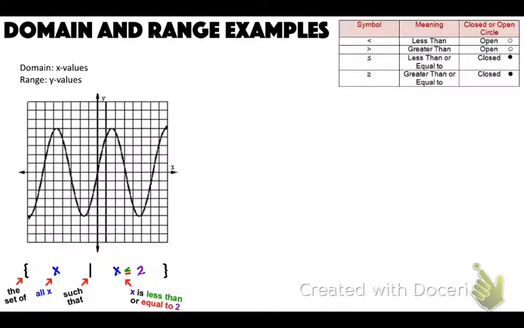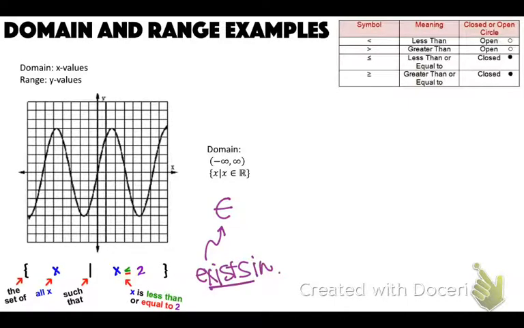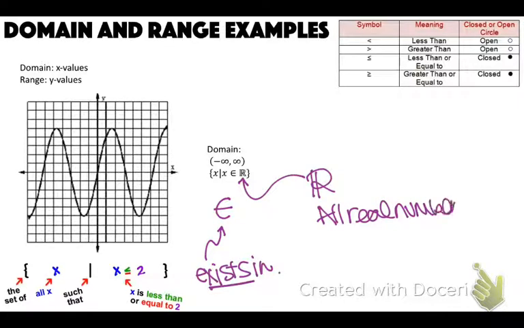Cool? Okay, let's do this one. So domain here is -infinity to infinity, which you can also write as x exists in the real numbers. This e right here means exists. It might just mean exist, but we can say in. And then this right here is an R, and this means all real numbers. So that means x exists in the real numbers, so our domain is all real numbers.